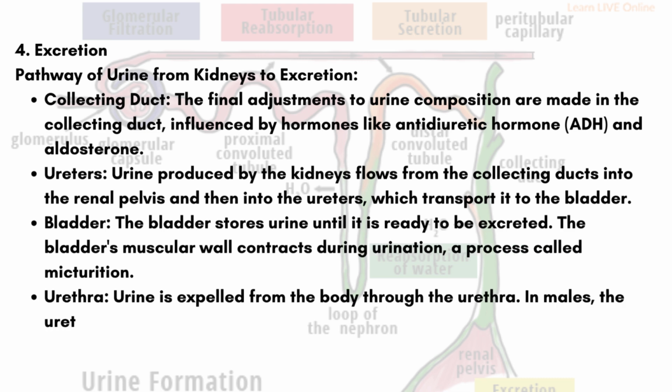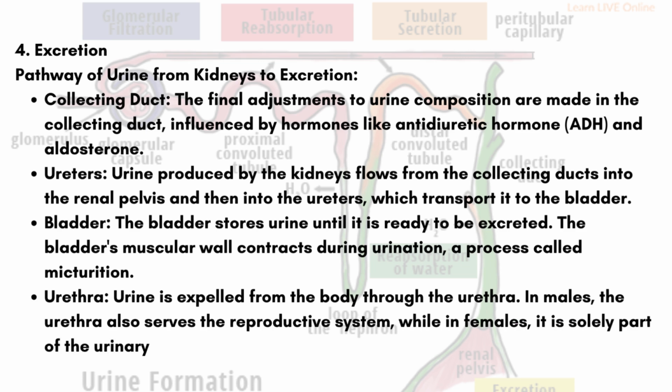Bladder. The bladder stores urine until it is ready to be excreted. The bladder's muscular wall contracts during urination, a process called micturition. Urethra. Urine is expelled from the body through the urethra. In males, the urethra also serves the reproductive system, while in females, it is solely part of the urinary system.